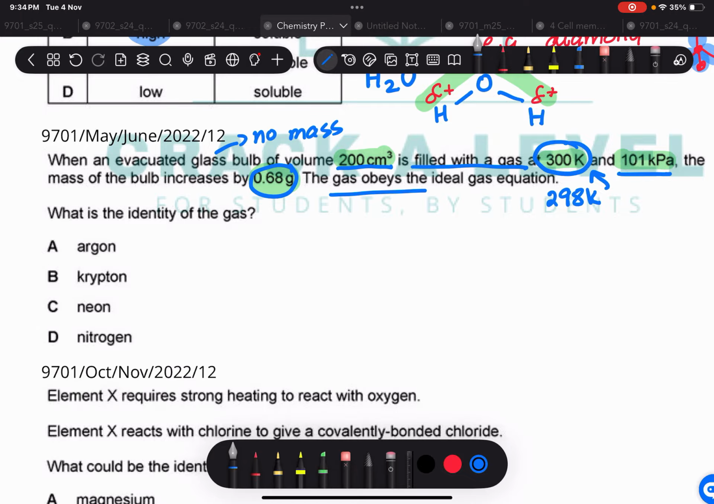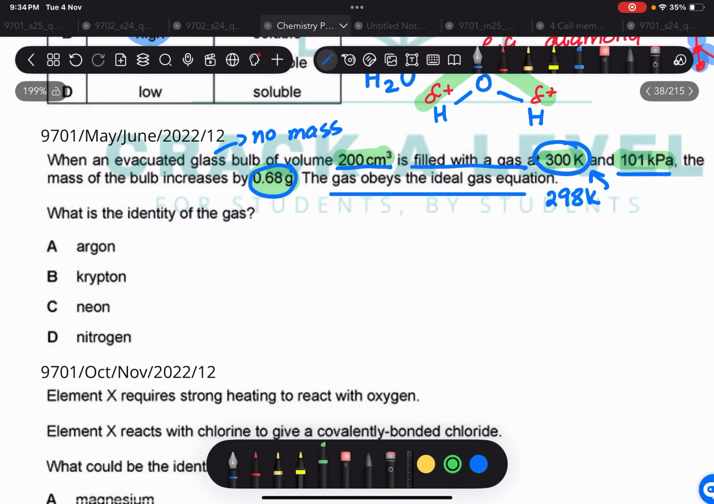The gas obeys the ideal gas equation. This is very important. Only if a gas obeys the ideal gas equation, only if it's an ideal gas, can we use the formula PV = nRT on it. What is the identity of the gas? That's what they're asking about. How do we know the identity of a gas? We need to find its Mr.